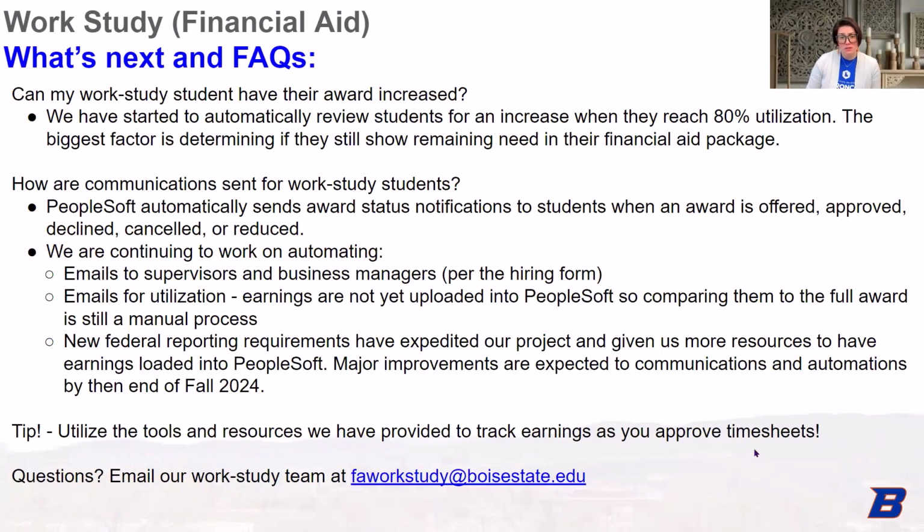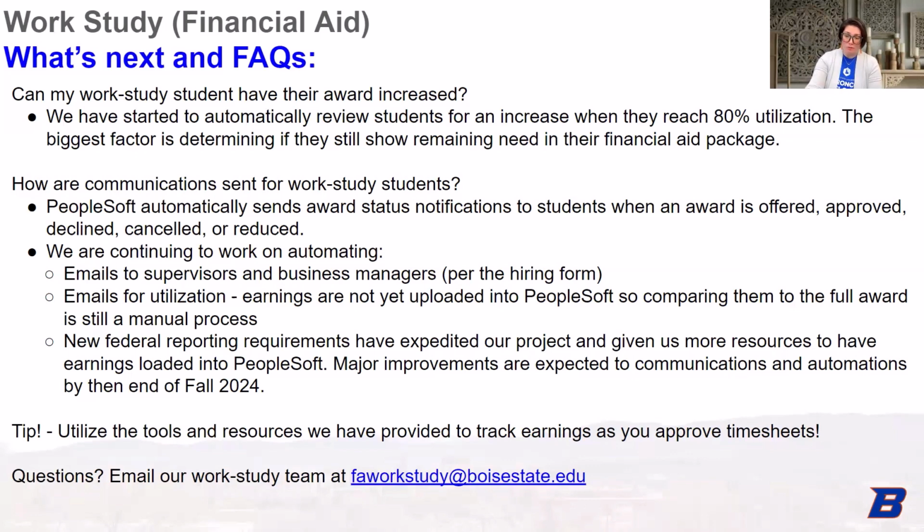We included this because there are some communications that we've been able to automate. I've been working really hard to improve our processes and the program overall. But right now it's really limited to just award notifications to students directly. Any communications going out to supervisors, business managers, whoever's on the hire form, is still very manual. We have to run a whole bunch of reports, analyze them, and determine who needs to know what. It's a very manual process, so we do appreciate your patience. We're doing the best that we can, but we're not quite there yet.